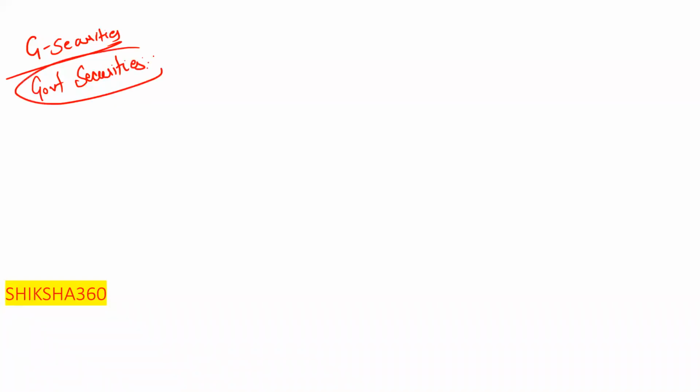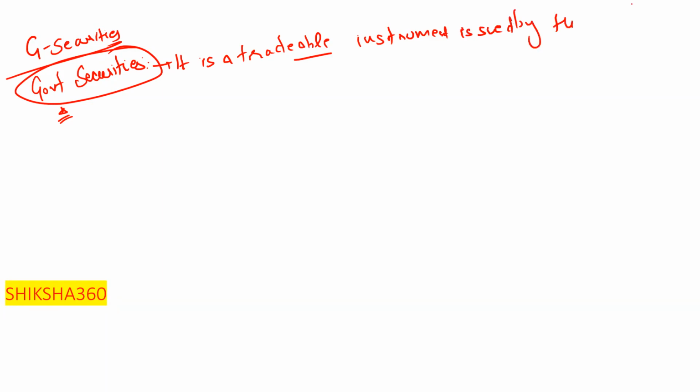First one we have to cover is G-Secs, also known as government securities. It is a tradable instrument issued by the central government or the state government. Clear?